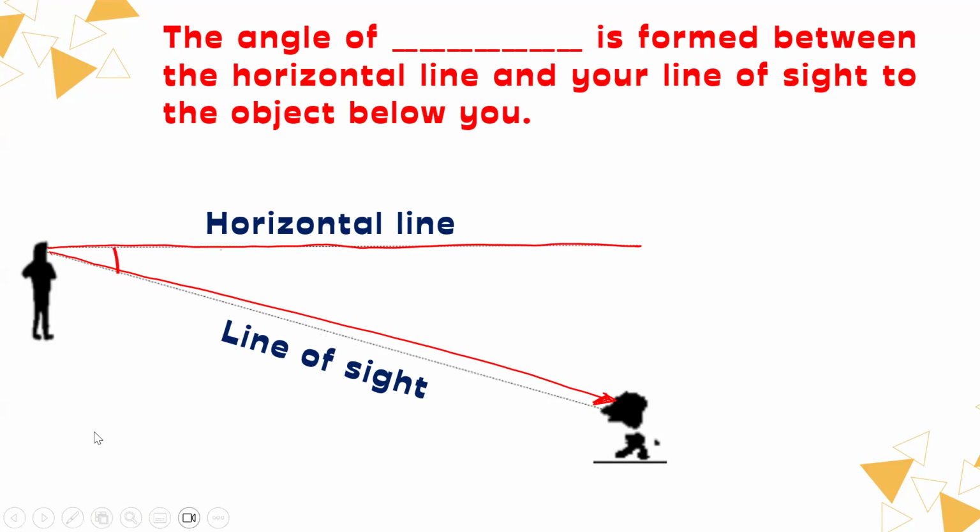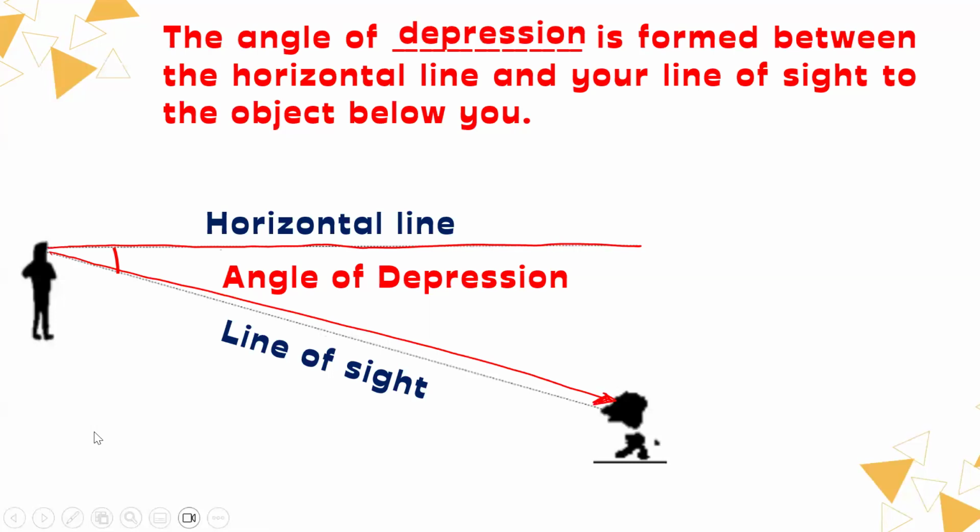Very good. So that angle is called the angle of depression. So every time we look down on something and the angle is below the horizontal line here, then we call that angle the angle of depression. Is that clear? Very good.